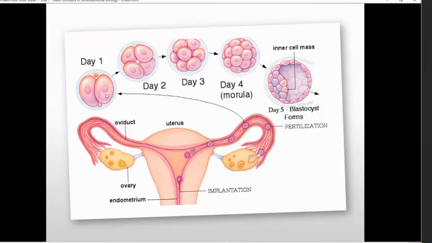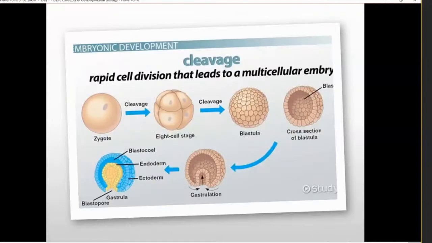It's the metaphase plate. It's the day-by-day development of cells. Day one is one cell, two cell formation. Day two, four cells. Day three, the eight cell formation. Day four is the morula formation. Day five is the blastocyst formation. After this step alone, implantation happens. After the fifth day alone, it implants in the uterine path.